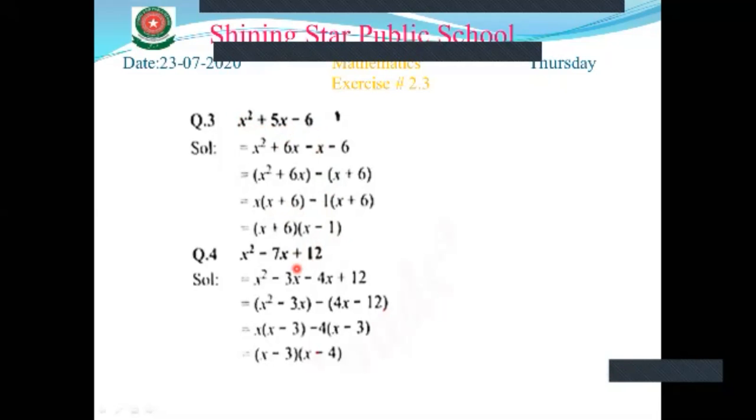Okay, now question number 4, x square minus 7x plus 12. In this question, we have to find two numbers. When we multiply them, we must get 12, and when we add them, we must get minus 7. So numbers are minus 3 and minus 4, because minus 3 multiply minus 4 is plus 12, minus minus plus, and minus 3 minus 4 is minus 7.